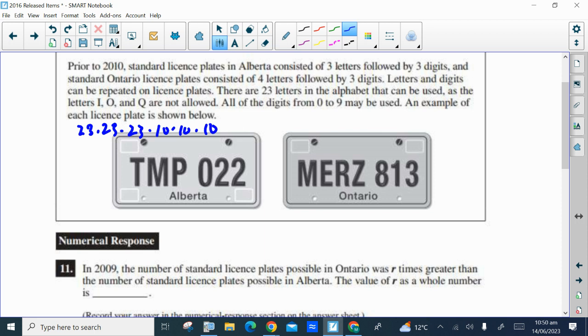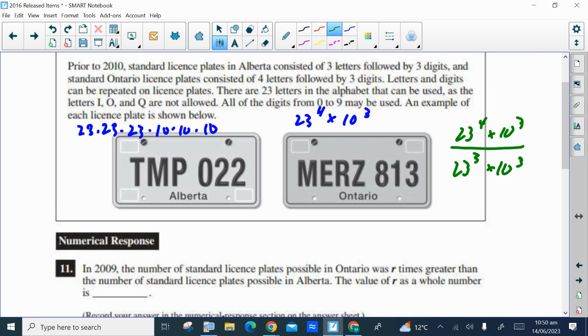So that'll give us Alberta. Ontario would be 23 to the fourth times 10 to the third. And to do this, we don't really even have to figure out what each of these numbers are, because you're going to take Ontario's number of license plates and divide by Alberta's number of license plates.